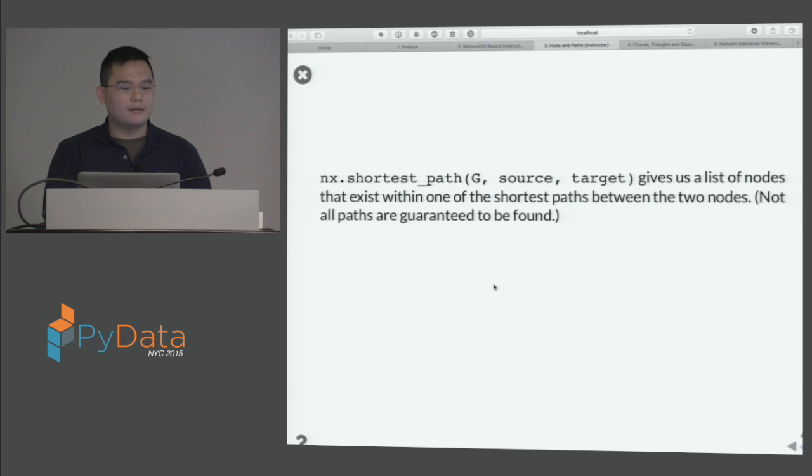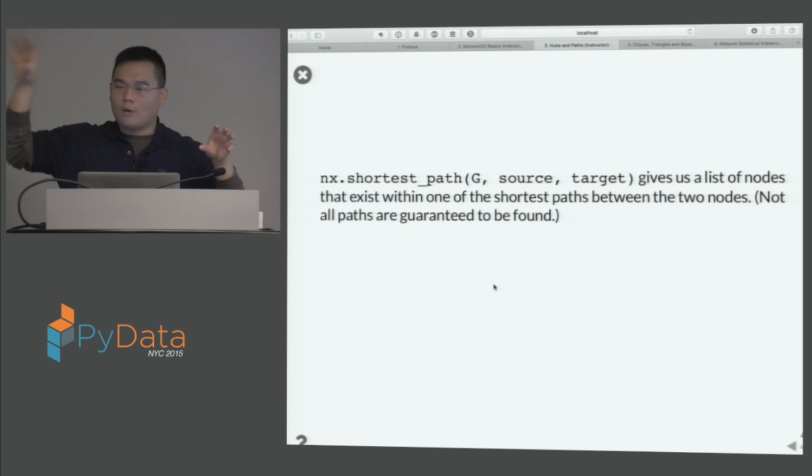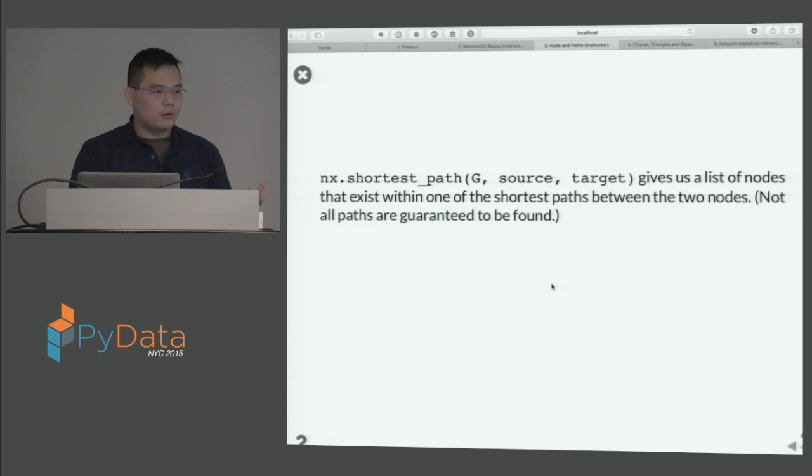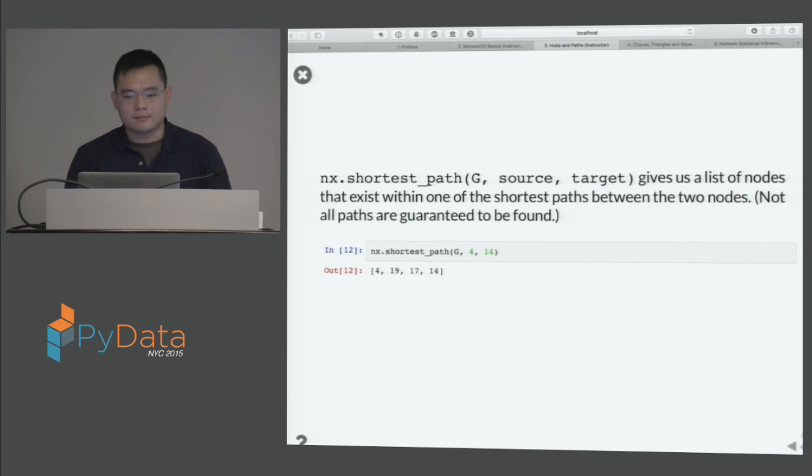Shortest path is a function that we can use. It's different from has_path, right? has_path simply asks whether a path exists. Shortest path gives the set of nodes that I have to traverse to get from one node to the destination node while hopping through a minimum number of nodes. It'll give us a list of nodes corresponding to one of the shortest paths. Of course, not all paths are guaranteed to be found, but that's okay if we're only interested in the shortest path.